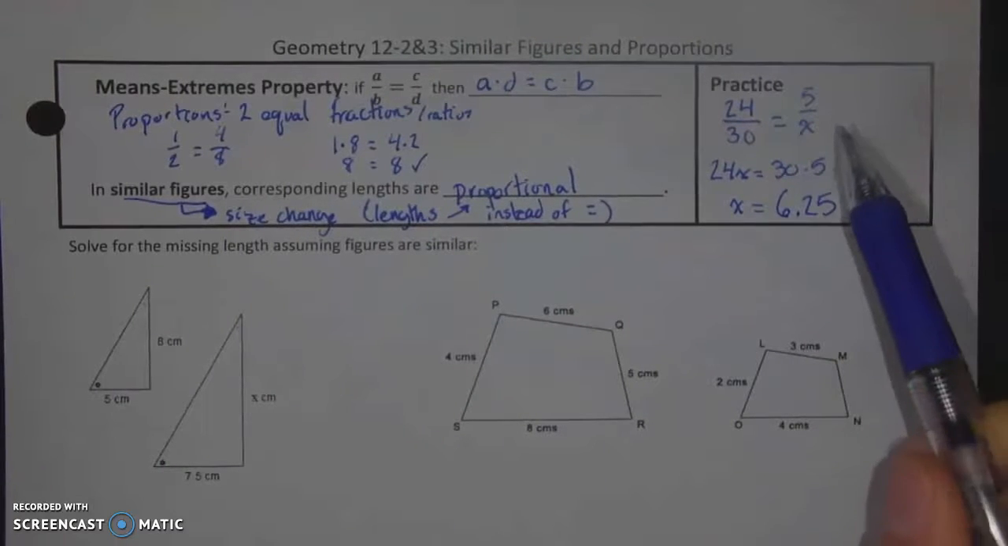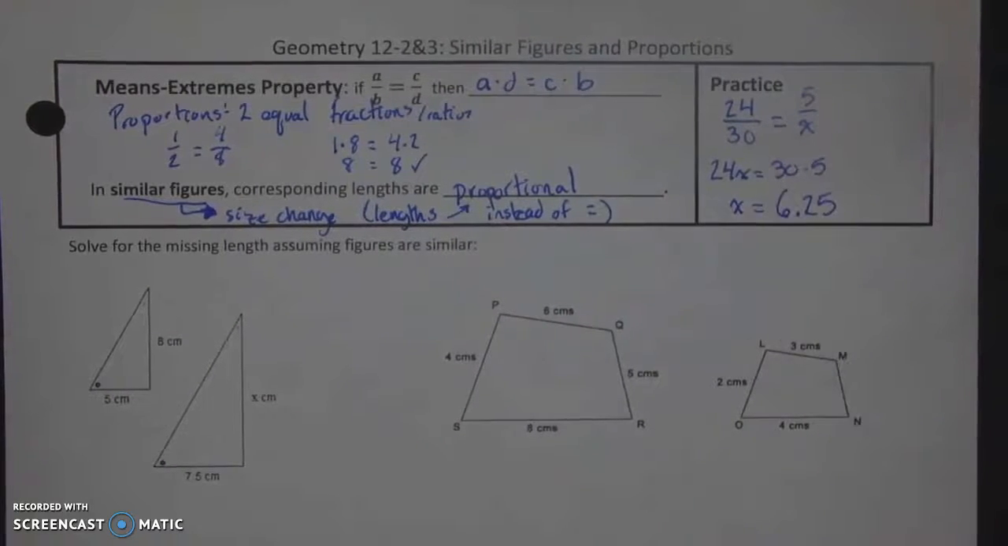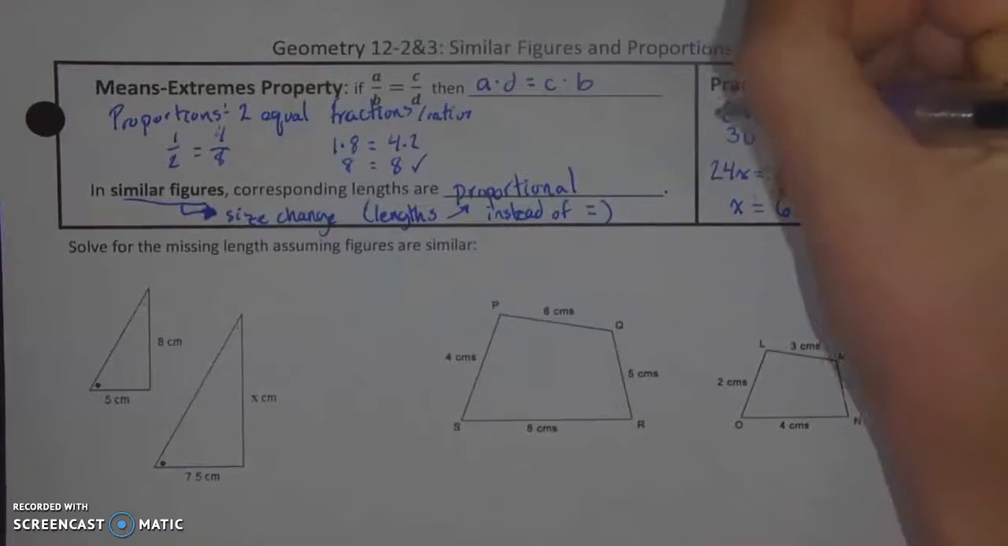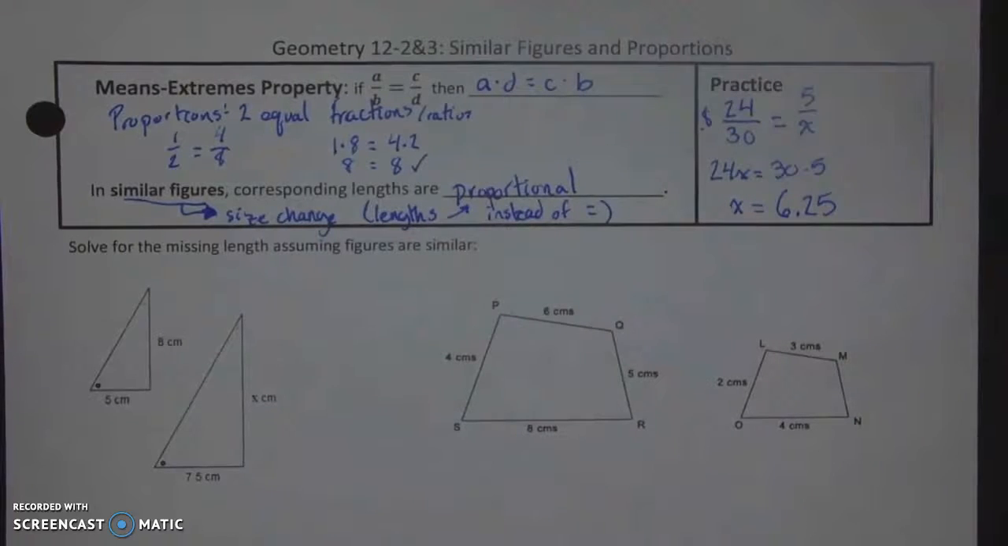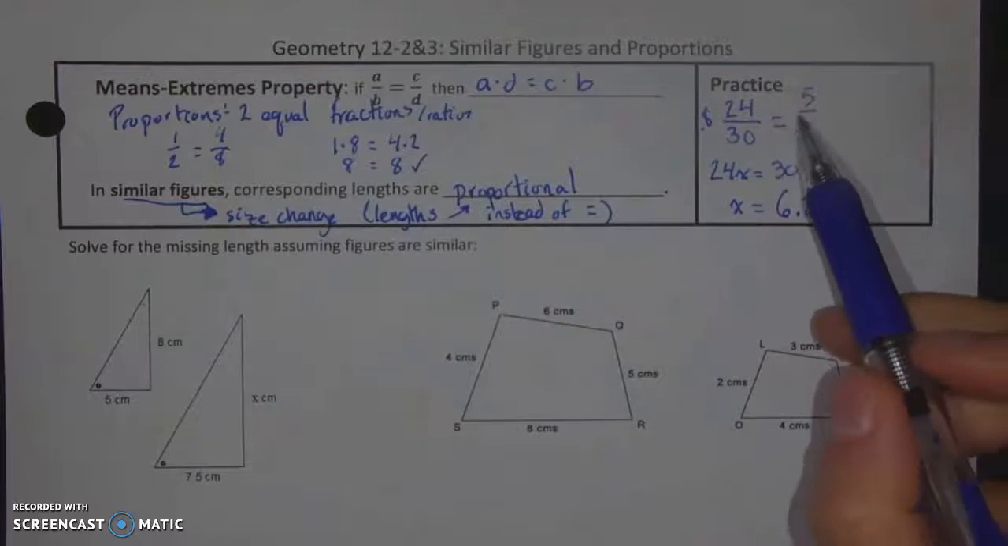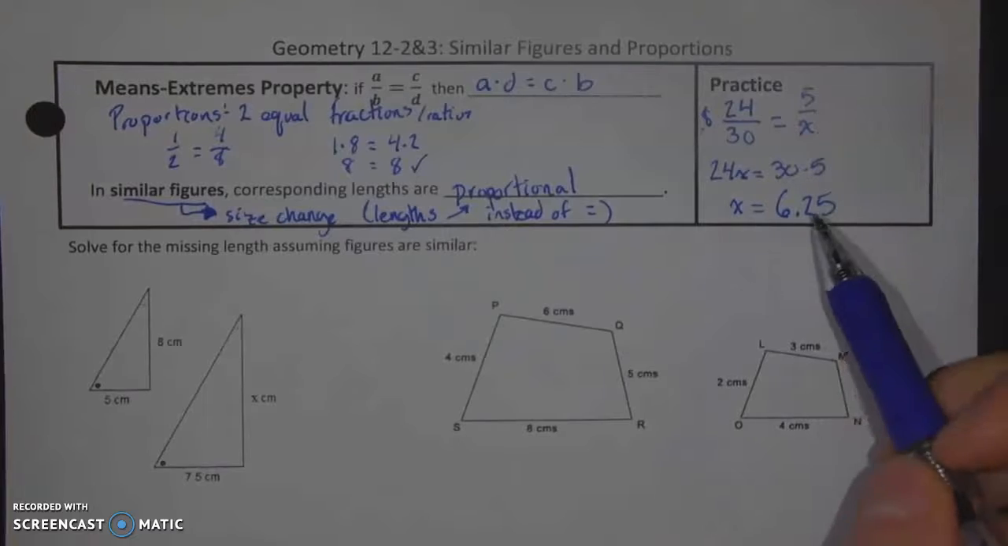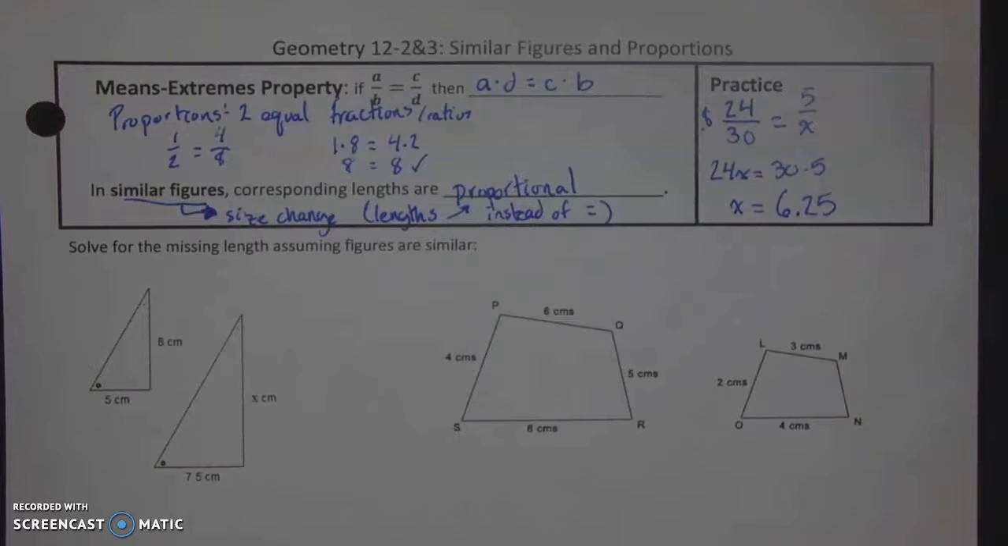Should you want to check it, just drop it back into the original. So here I can take 24 divided by 30, and I'll end up with a decimal value of 0.8. If I have done the work correctly, 5 divided by 6.25 should also give me 0.8. And sure enough, it does. So that means we're good to go. And I do recommend, if you can, always go back and put those numbers in to make sure that your answer makes sense.